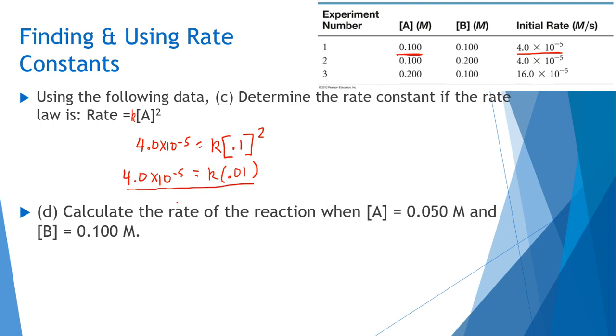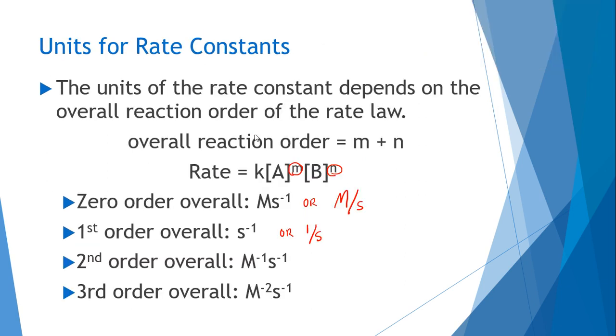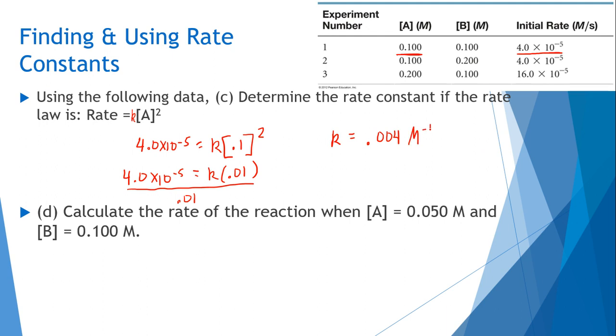In order to get k by itself, I'm going to divide by 0.01, and once I get that into the calculator, my k equals 0.004. Here, we need to make sure this is a second order overall. So if we look on our last slide, second order overall gets the unit molarity^-1 s^-1. If we go by sig figs, technically this would have 2 sig figs, so I'm going to add a 0 behind here to show I have 2 sig figs.